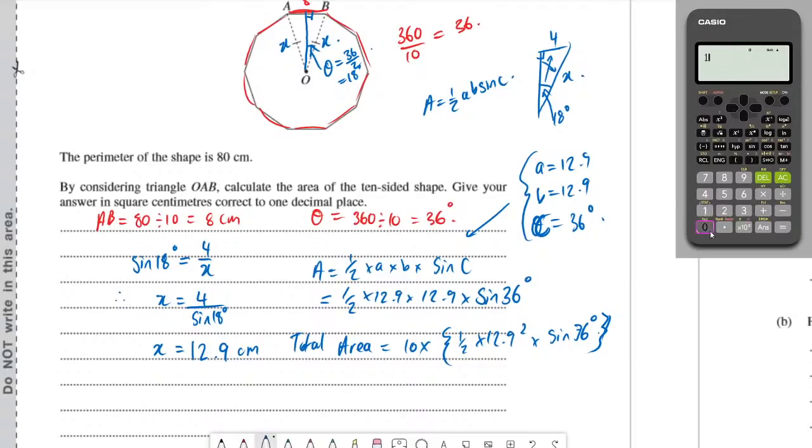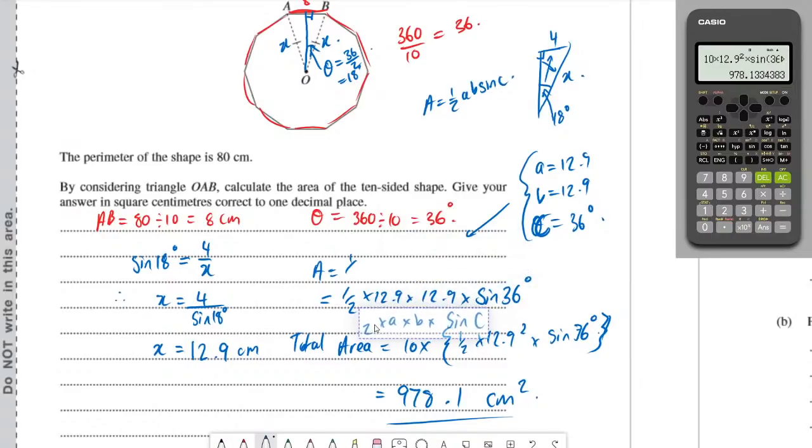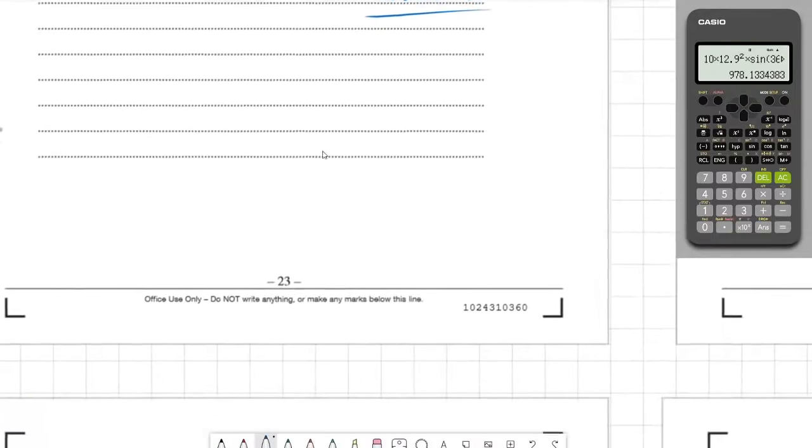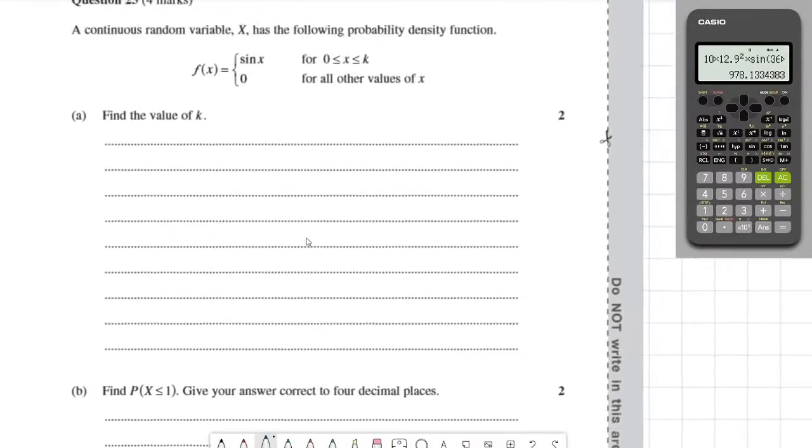So let's plug it in. 10 times 12.9 squared times sine of 36 degrees gives us 978.1 centimeters squared. Okay, that's the end of that question. Alright, next one.